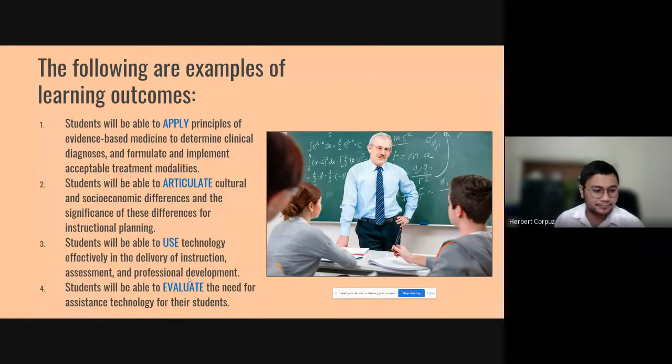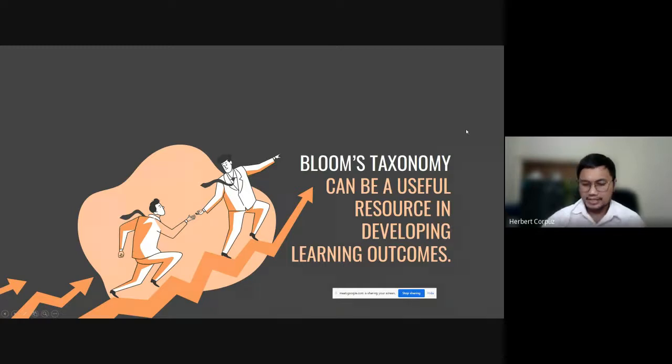Okay, we continue. Remember that when we write our learning outcomes, Bloom's taxonomy can be a useful resource. In developing learning outcomes, Bloom's taxonomy of objectives can be a useful resource. This Bloom's taxonomy will guide us appropriately on how we are supposed to draft or write our expectations in the form of learning outcomes for our students.